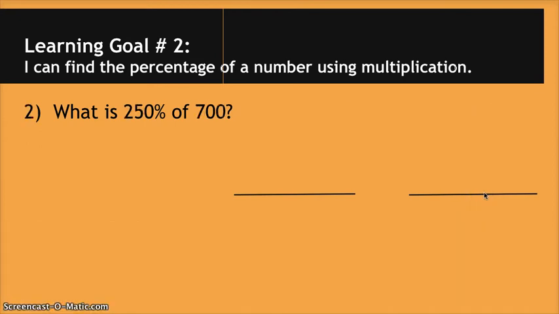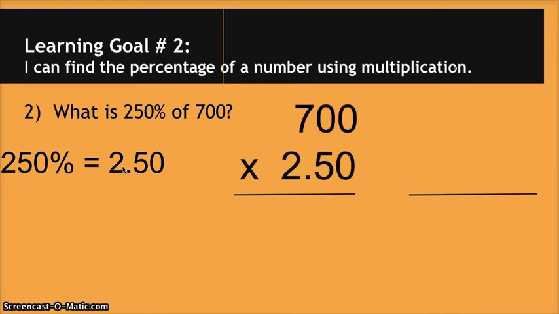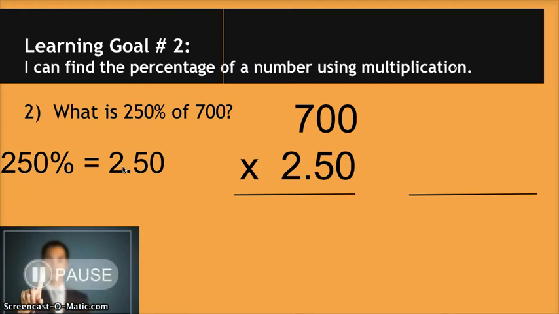Our second problem is, what is 250% of 700? So we're going to use multiplication. But first we have to transfer 250% into our decimal, 2.50. We'll go ahead and multiply 700 times 2.50. Go ahead and pause and solve this problem.